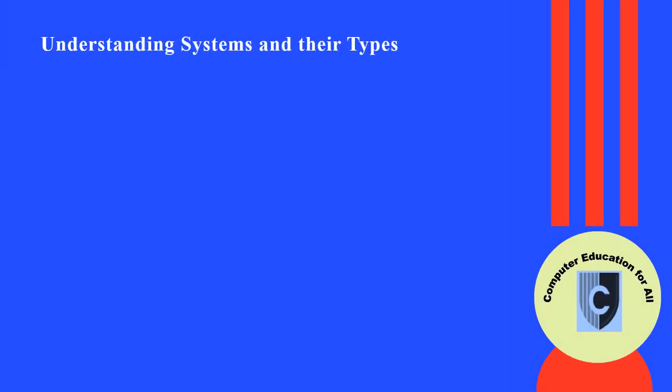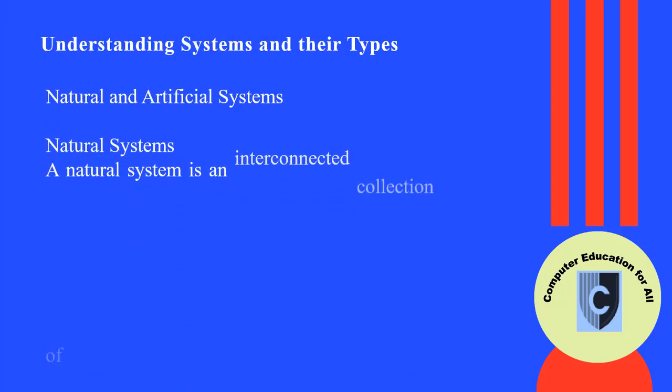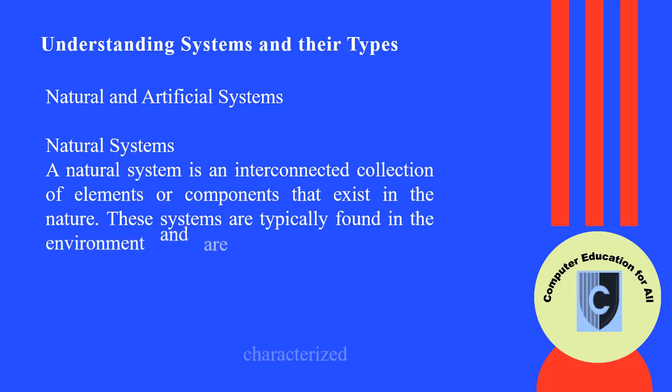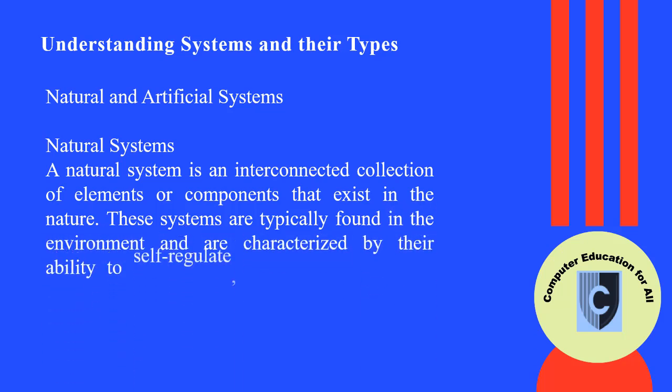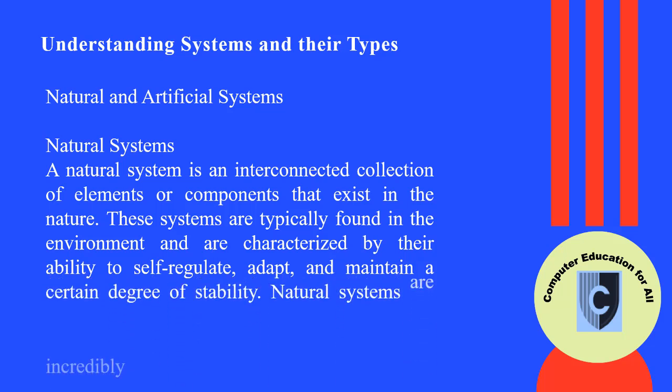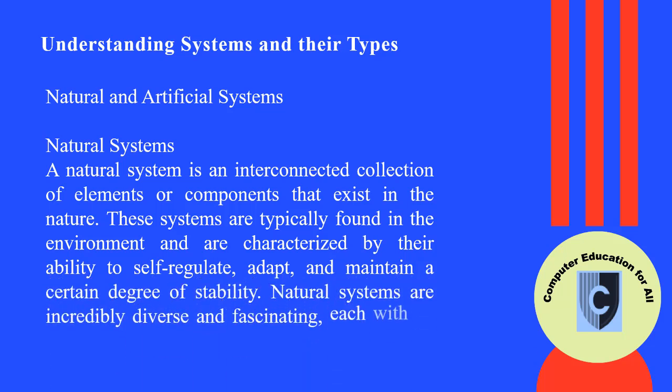Natural and artificial systems. Natural systems. A natural system is an interconnected collection of elements or components that exist in nature. These systems are typically found in the environment, and are characterized by their ability to self-regulate, adapt, and maintain a certain degree of stability. Natural systems are incredibly diverse and fascinating, each with its unique characteristics and interactions.